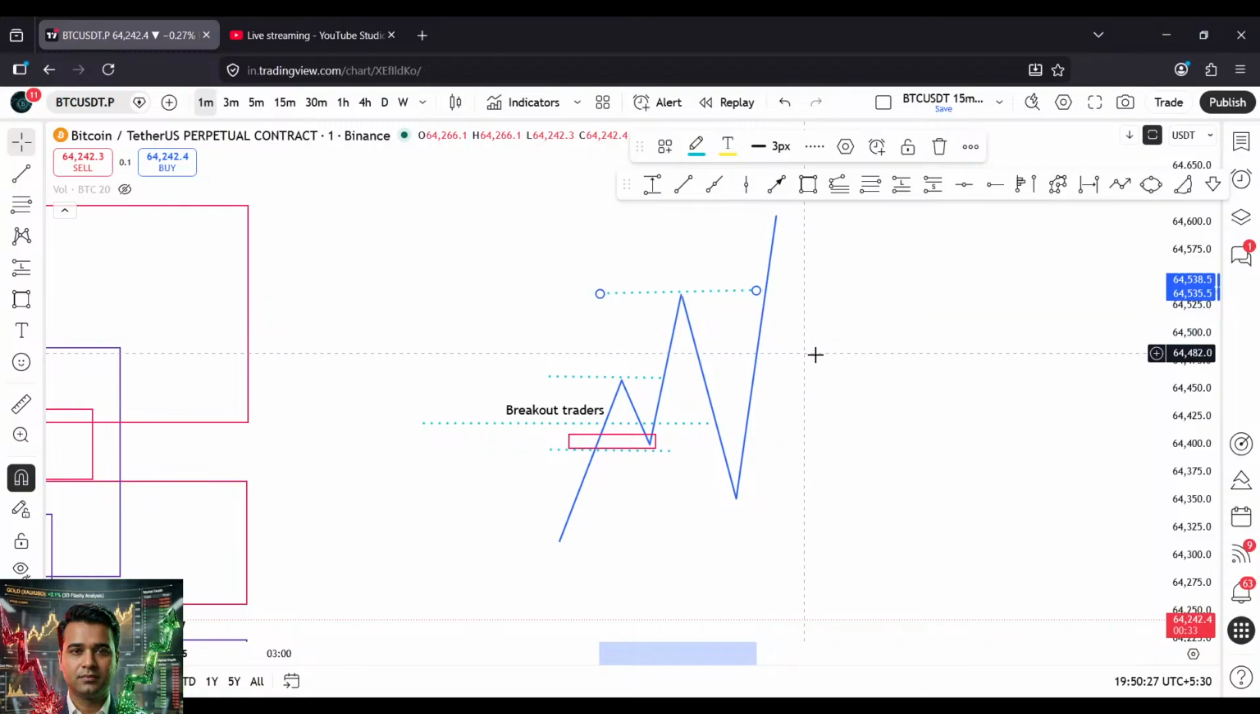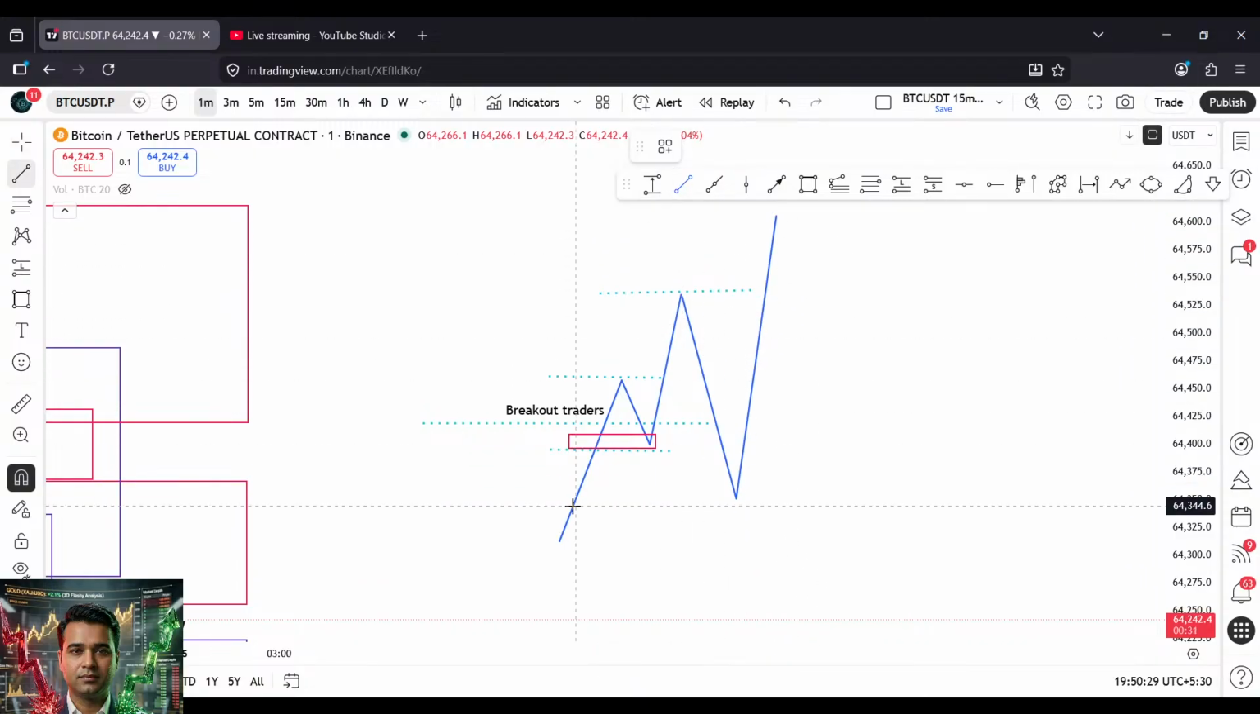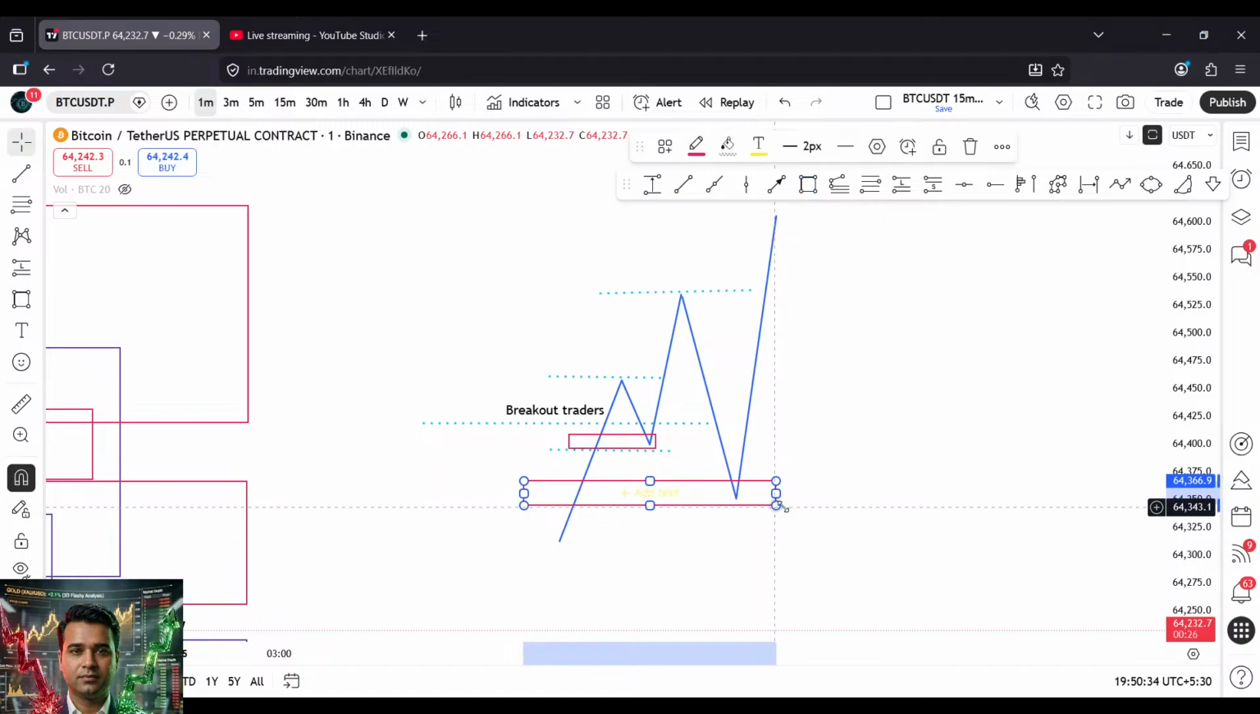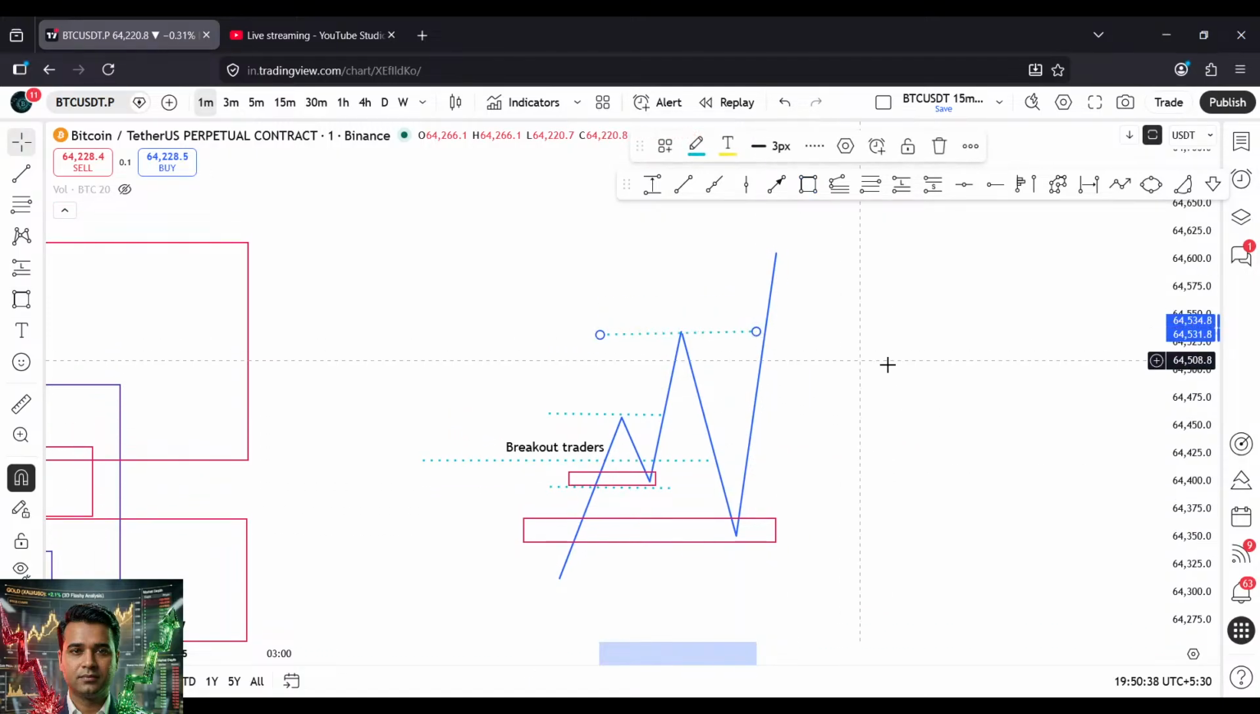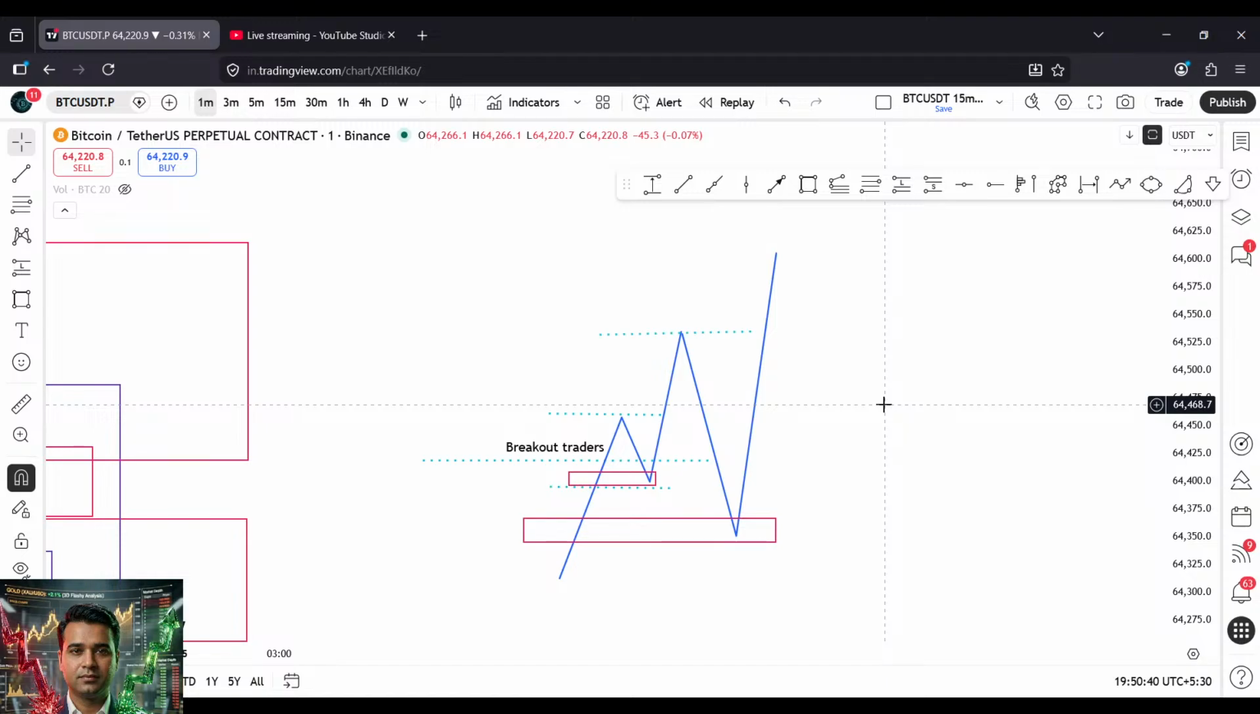Another trap here. Another pullback entry here. Okay. So how many guys are trapped and at what levels?